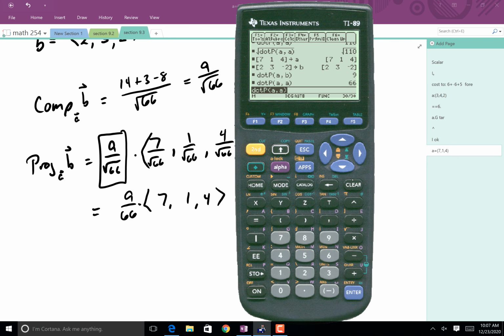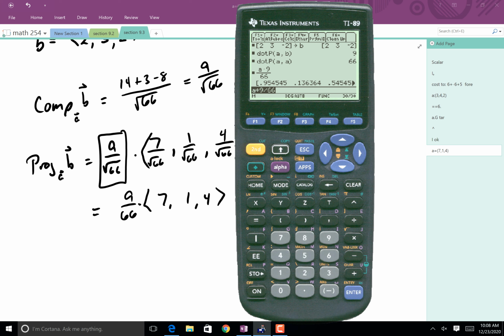I'll probably show you a couple different ways to go about it. I can just go A times 9 divided by 66, hit enter there. Boom, and there's my vector.